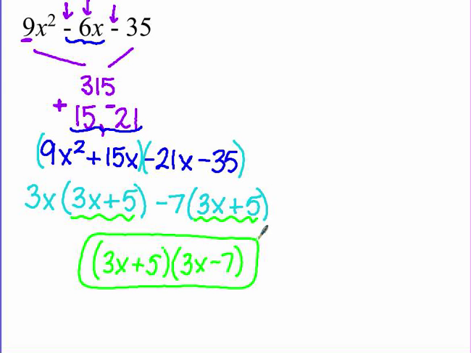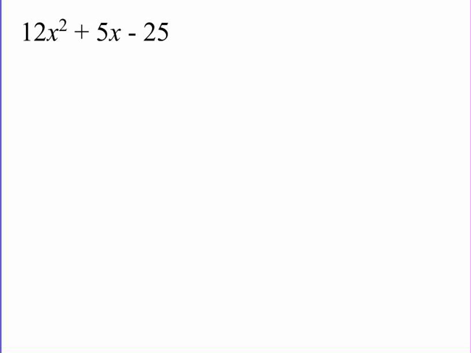Alrighty, we're going to look at another one of those, definitely. But you can see how everything we've done is building on this one, because we used a little bit of everything we've learned.